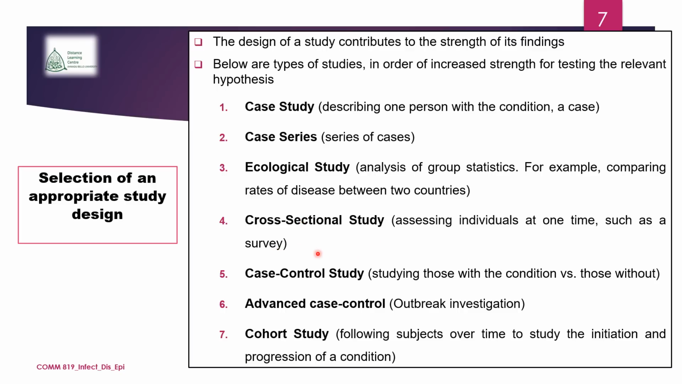Then we have case control study. You have the case and you have a control. The case is maybe those that come up with the particular disease. Then you have a control, those that don't. Then you try to compare whether that suspected exposure is actually the one influencing the presence of the disease in the cases. So here you say case control study, studying those with the condition versus those without.